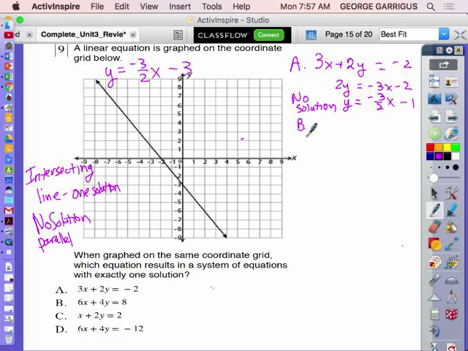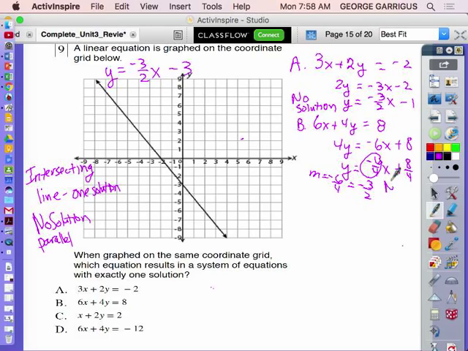Let's look at B. 6x plus 4y equals 8. I'm going to move the 6x over. I get 4y equals negative 6x plus 8. If I divide that by 4, I get negative 6 over 4x plus 8 over 4. Again, negative 3 halves. The slope equals negative 6 over 4, which is negative 3 over 2. That's no solution because they're parallel. So we're down to C.